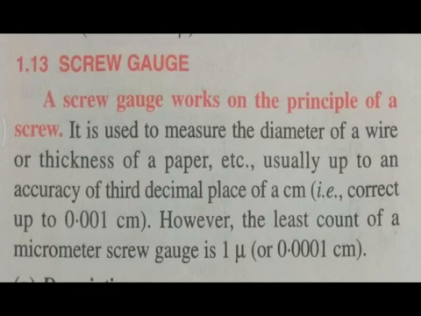What is a screw gauge? Screw gauge works on the principle of screw that I have already told you. And why is it used? It is used to measure the diameter of a wire or thickness of a paper. See, paper is very thin. So with the help of screw gauge, you can calculate the thickness of the paper also, right? And as we have seen that it is more precise, we can calculate the value up to 3 decimal places. That means it is much better than that of a vernier caliper as well as a scale.